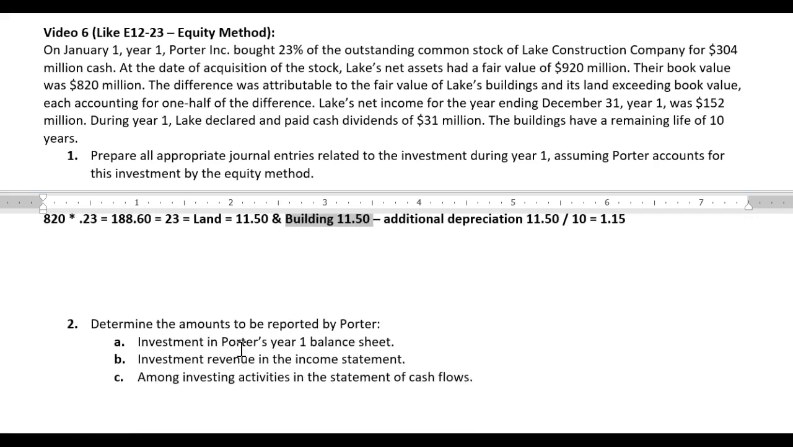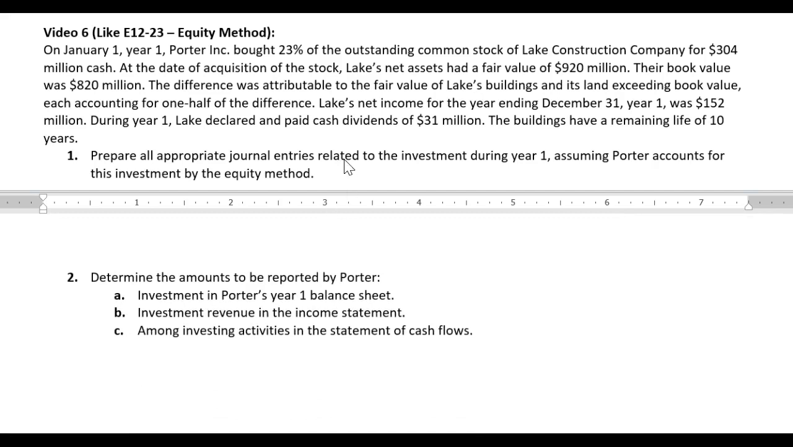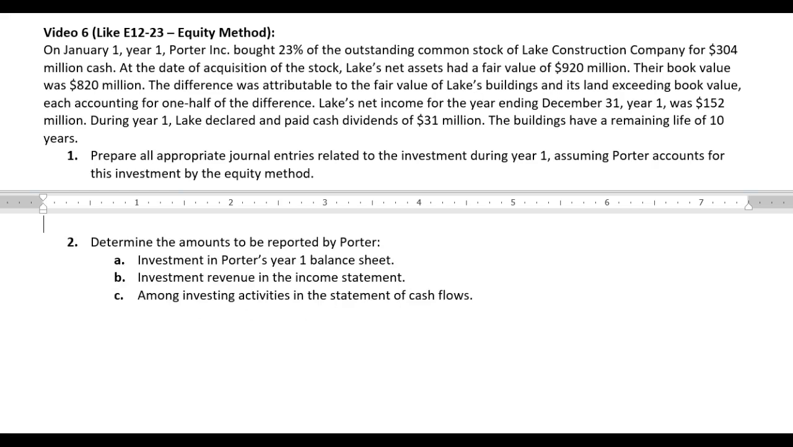All right, so let's look at the last part of this question on your handout there, and it says to determine the amounts that would be reported by Porter, one on our balance sheet. Well, we would carry this position at 330.68.